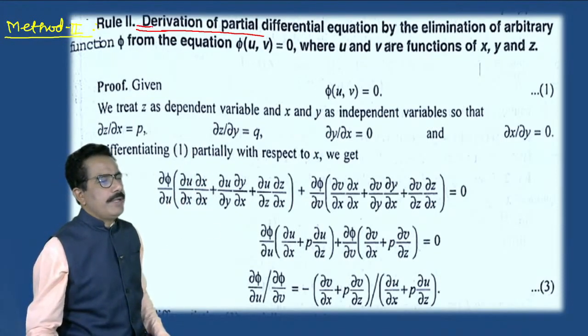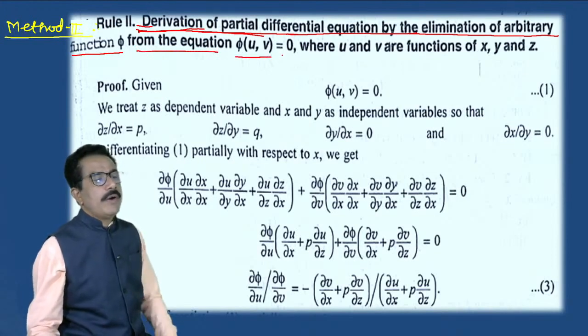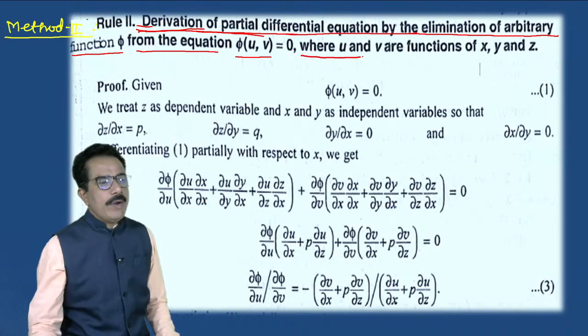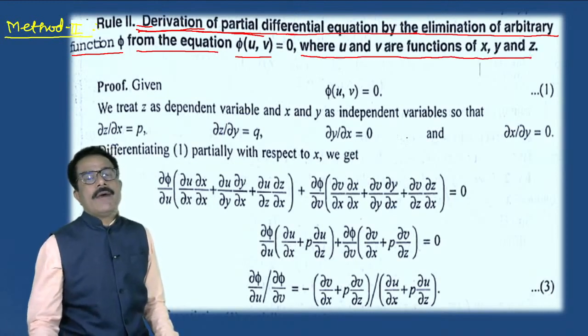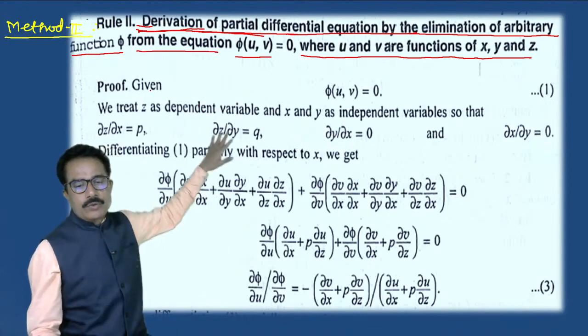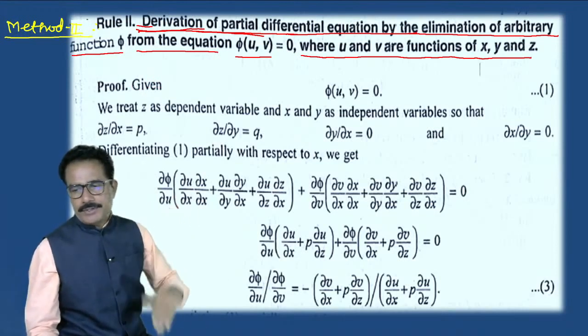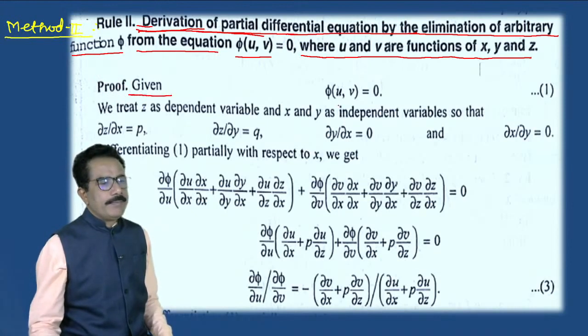Formation of partial differential equation by eliminating the arbitrary function phi from the equation phi of u comma v is equal to 0, where u and v are functions of x, y, z. Now the proof: how to form? We have to prove this result, how to form the partial differential equation by eliminating the arbitrary function. So given, phi of u comma v is equal to 0.